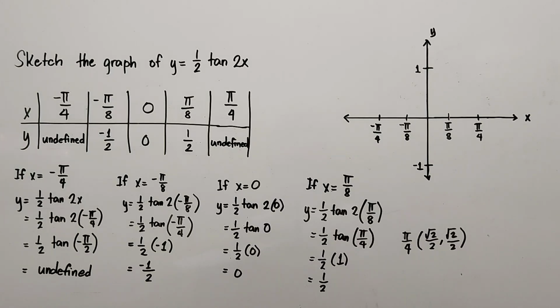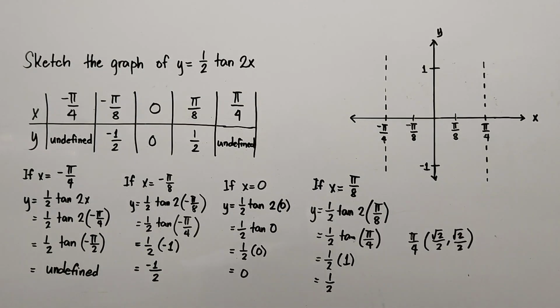First, for the negative pi over 4 and the pi over 4, since they are undefined, we will make use of the dotted line as our asymptotes. After that, we will plot all the points, the negative pi over 8, the 0, and the pi over 8. We have now the 3 points on the Cartesian plane. Next, we will connect these points using a smooth curve. This is the one cycle of the graph of y equals 1 half tan 2x.